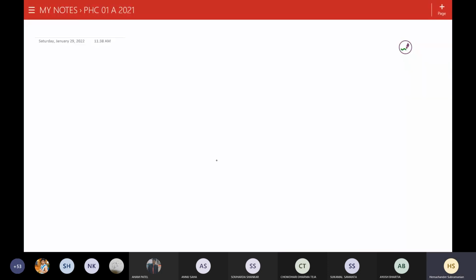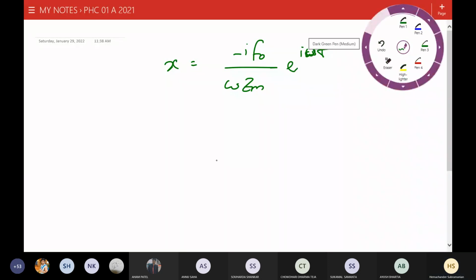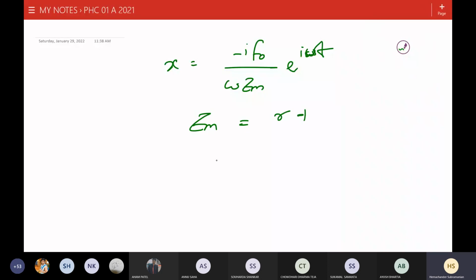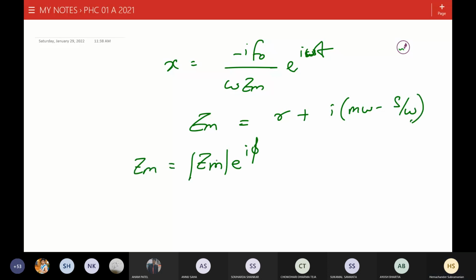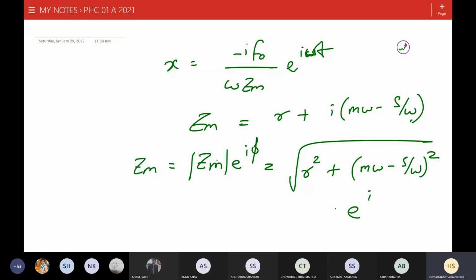So let's look at term by term and understand what these equations mean. Let's look at x equals minus i F naught over omega ZM e power i omega t. Now ZM, which is the impedance, is a complex number, right? R plus i M omega minus S over omega. That's a complex number. So I can write it as ZM e power i phi, right?